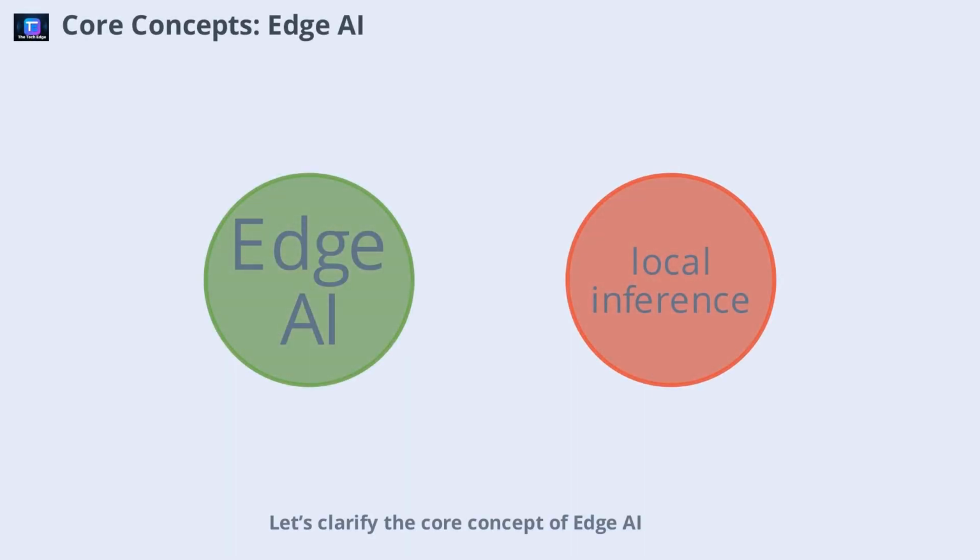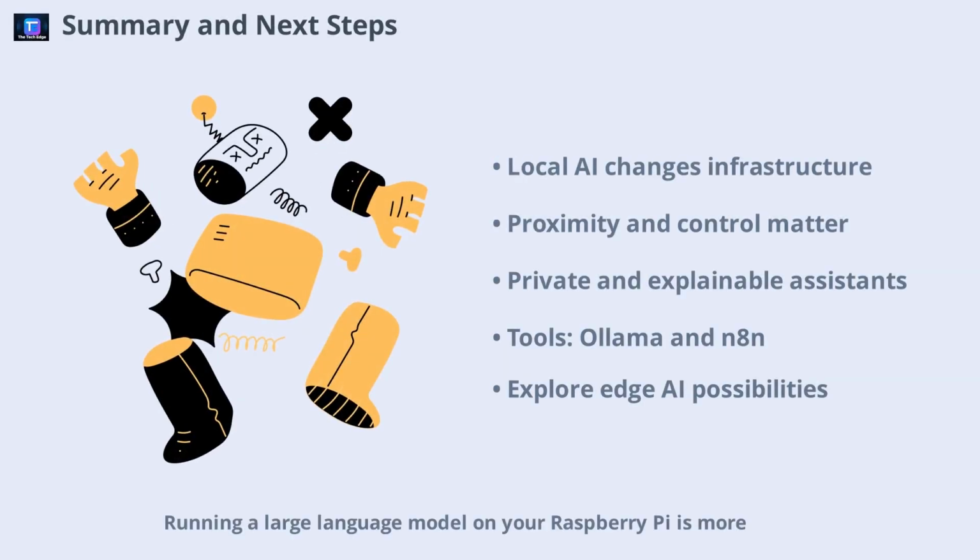Let's clarify the core concept of Edge AI. Edge AI refers to running artificial intelligence models directly on local devices rather than in the cloud. This approach minimizes latency, enhances privacy, and allows for real-time decision-making. Edge AI is especially valuable in environments where connectivity is limited or data sensitivity is high. The Raspberry Pi, with its accessibility and flexibility, is a perfect platform for exploring the potential of Edge AI in practical applications. Running a large language model on your Raspberry Pi is more than a technical experiment.